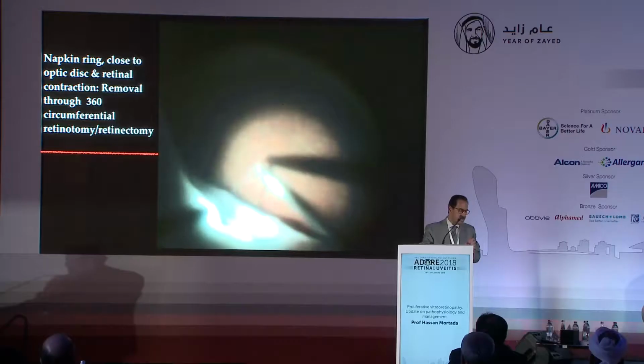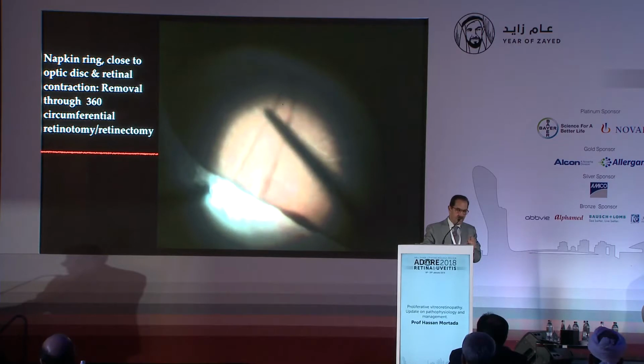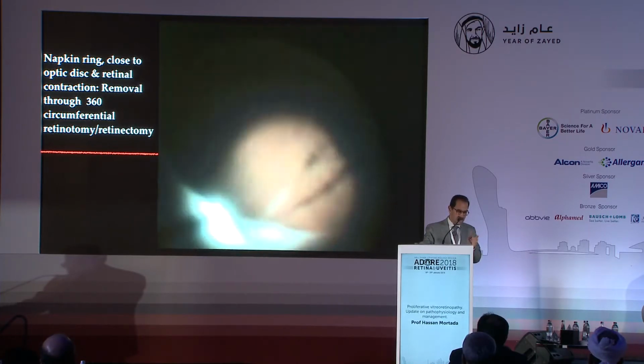This is what we used to do with a 20 gauge instrument, the hockey stick forceps, where a retinotomy is performed, and it is introduced to grasp the subretinal proliferation and bring it through the small retinotomy. I do not do this again. I don't recommend it. The best way is to remove it through a larger retinotomy. This is a case of napkin ring, and you have to remove the napkin ring and not just cut it.